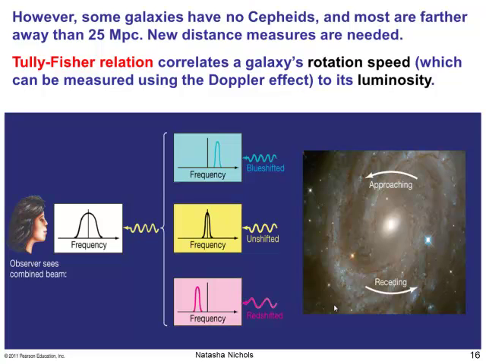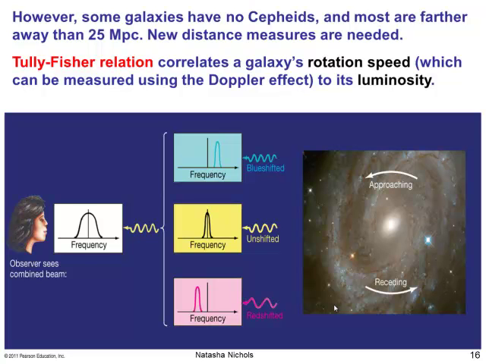Now, some galaxies have no Cepheids, and a lot of them are further away than 25 megaparsecs. So a good question would be, how do we figure out how far away a galaxy is? So we came up with new distance measurements. We have what is called the Tully-Fisher relation, which correlates a galaxy's rotation speed, which can be measured using the Doppler effect, to its actual luminosity.